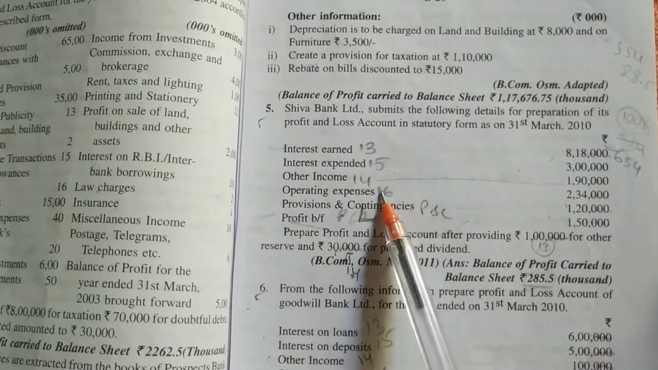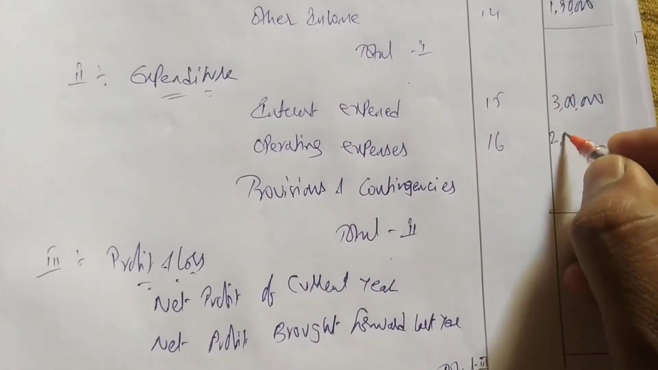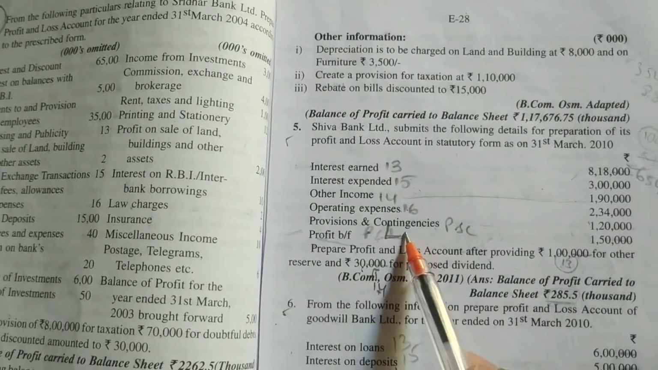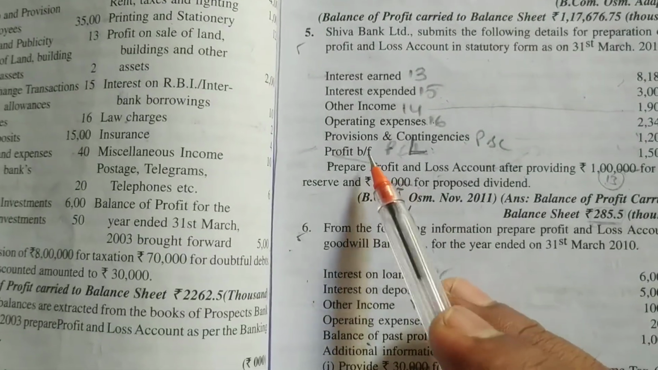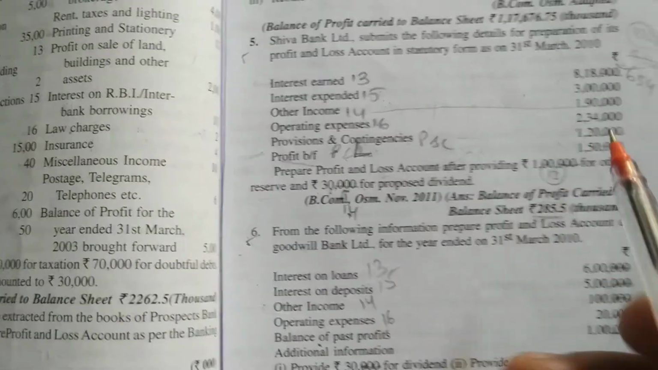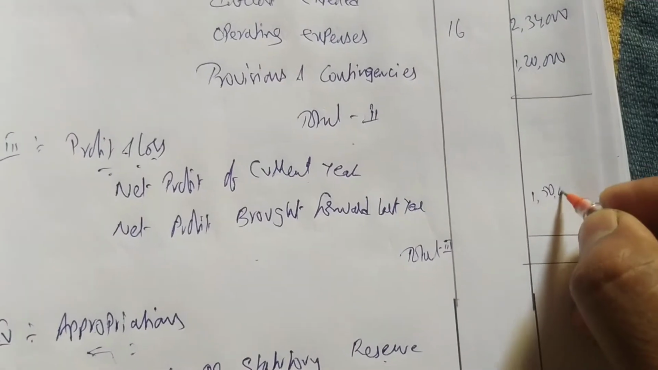Then after that we have operating expenses 2,34,000. So right in front of operating expenses 2,34,000. Okay, after operating expenses we have provisions and contingencies 1,20,000. So right here 1,20,000 provisions and contingencies. After that we have profit brought forward 1,50,000. So this is last year profit. You write here 1,50,000 in front of profit.